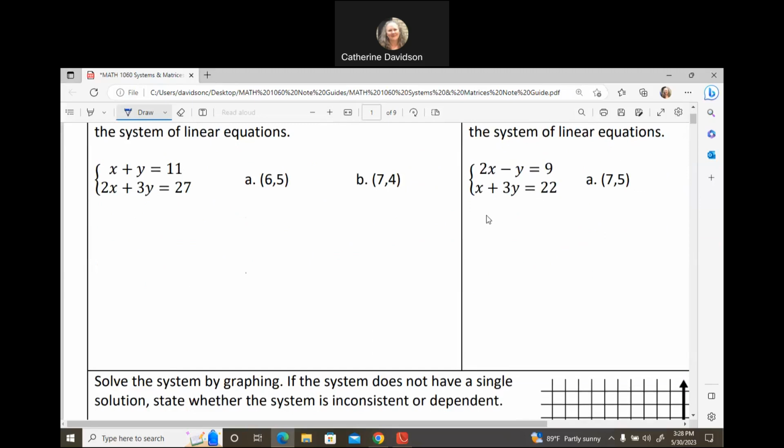So 6 is your x, 5 is your y. We're going to plug those into both of the equations. So the first one, 11 is equal to 11, is true. The point has to make both of the equations true in order for it to be a solution. So again, I'm going to plug it in to the second one.